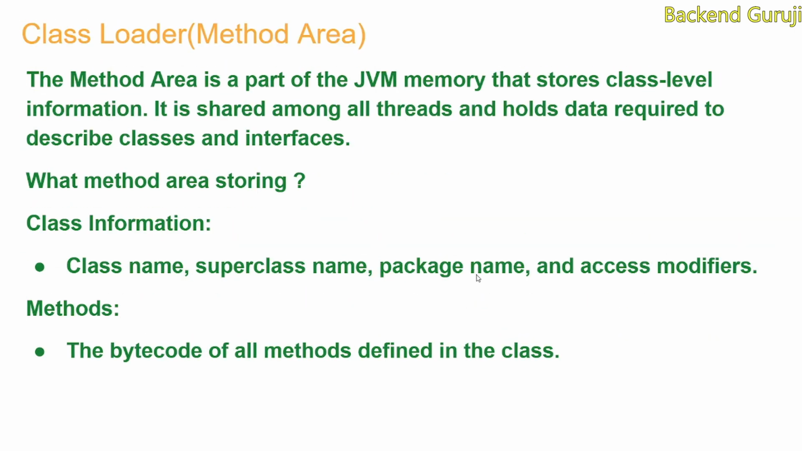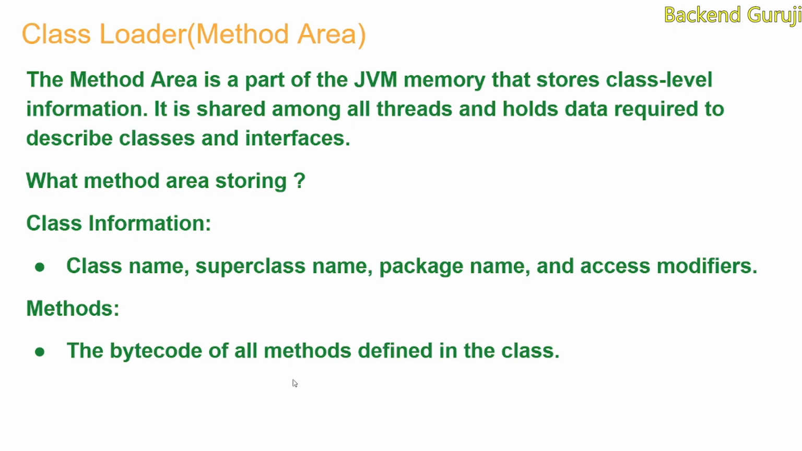Okay, again I need to explain. What is the method area? Method area is the place that stores class level information, right? Class level information means it is shared among all the threads and holds data required to describe classes and interfaces. What is the class level information? Class name, super class name, package name.